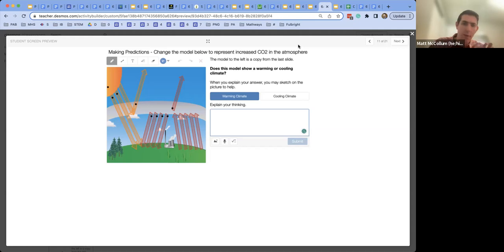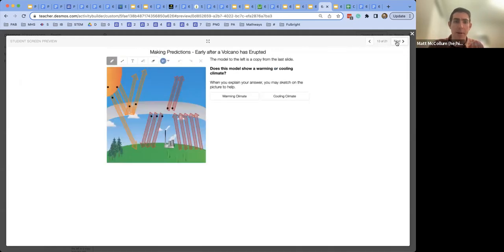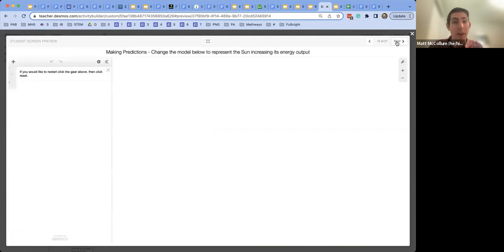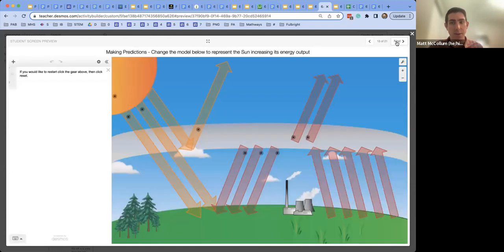Of course, there's several other ones I don't think are worth showing here, like volcano eruptions and things like this. These are all chosen specifically because they were called out in the NGSS as the important factors to focus on and hit on. So, looking at that warming and cooling system.